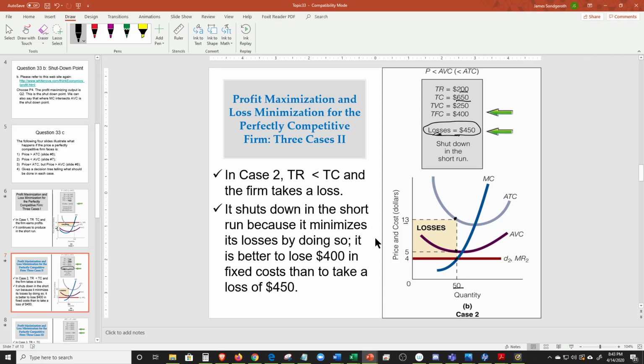650. So essentially, 650 minus 250 is 400. That's the fixed cost. If they operated, they'd lose 450. If they shut down, they would only lose their fixed cost. So the choice is lose this or lose this. And economists are saying not only are the firms profit maximizers, they're loss minimizers, so the firm will shut down. They won't produce at this point. And as we had seen in that other little interactive, the shutdown point is right here.